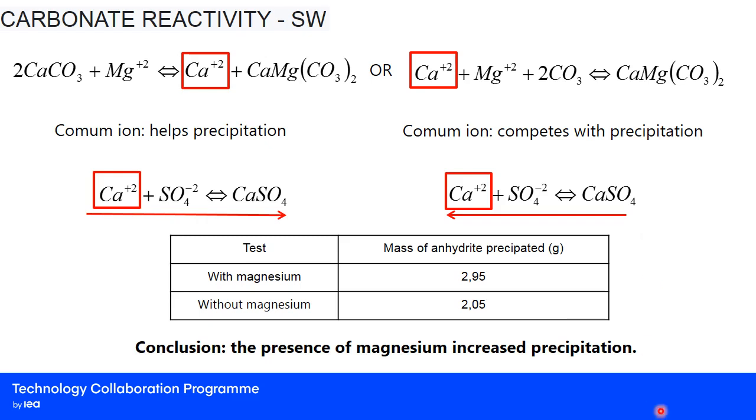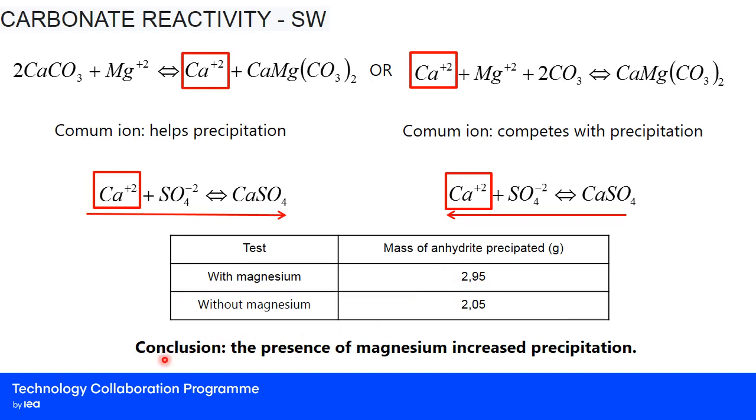and we came to the conclusion that when we have magnesium in the water, the mass of anhydrite precipitation was 2.95 grams. When we didn't have magnesium but kept exactly the same conditions, we had a precipitated mass of 2.05 grams. As we can see, with magnesium in the water, we had higher precipitation of anhydrite. As we had exactly the same conditions, we can say that the mechanism acting there was dolomitization. And that's why it was helping anhydrite precipitation, and that's why we have a higher mass of anhydrite when we have magnesium in the water.